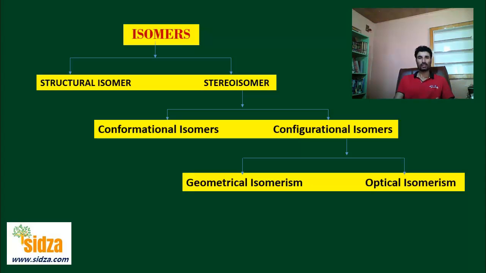Structural isomers have different types, and we will discuss all these different types of isomers in detail in our next coming videos. I'll take first the structural isomers, and after that conformational isomers, and then the geometrical and the optical isomers at the end.